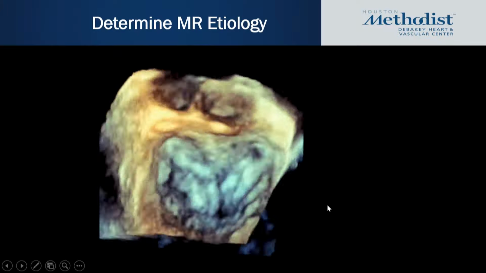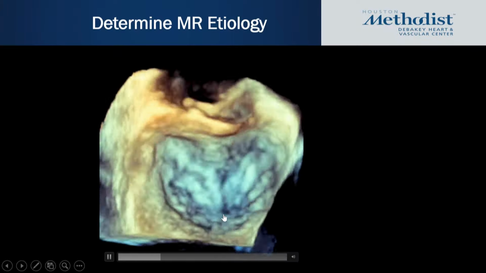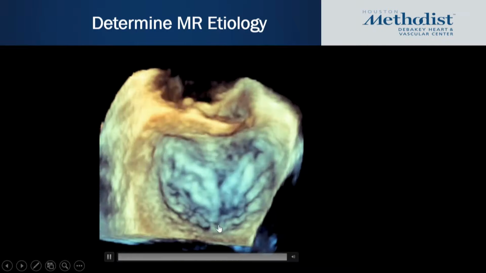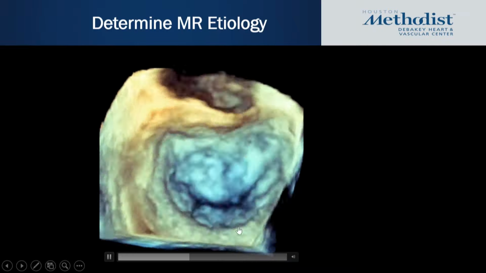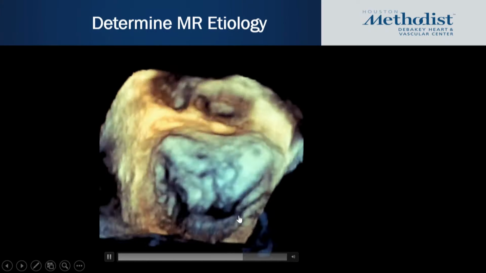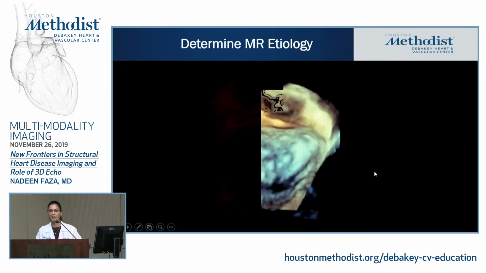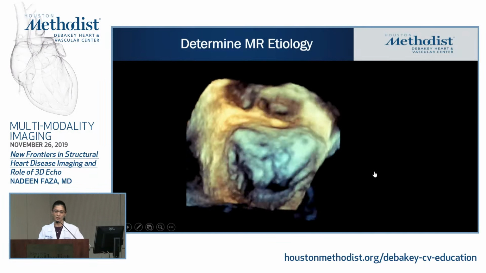This one shows a functional mitral regurgitation patient. You can see that there's annular dilation. You can appreciate that the posterior leaflet is tethered, and you don't see any prolapse or flail segment. So this was a case of functional MR, and nowadays, after the COAPT trial, we're doing more and more functional MR cases.